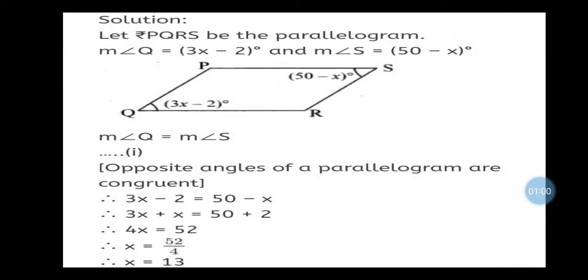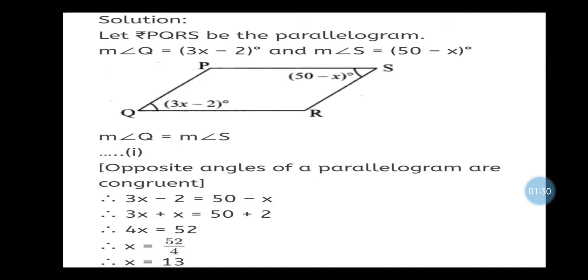Let quadrilateral PQRS be the parallelogram. Measure angle Q is equal to 3x minus 2 degree and measure angle S is equal to 50 minus x degree. Similarly, we are putting in our diagram. Now, measure angle Q is equal to measure angle S, give it as equation 1, because opposite angles of parallelogram are congruent. Substituting the values, 3x minus 2 is equal to 50 minus x.